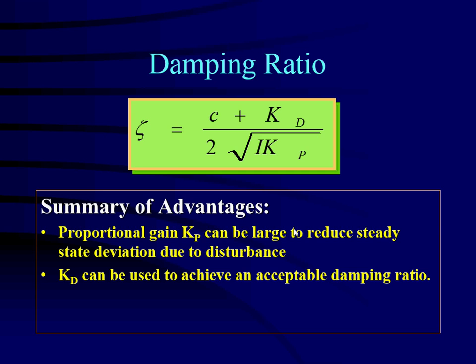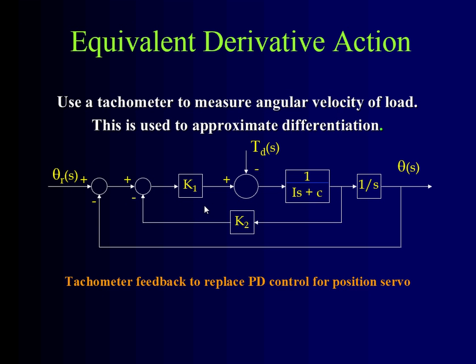In the case of the consideration of the damping ratio, we need to tweak the derivative and the proportional control in such a way that we will damp the oscillations.